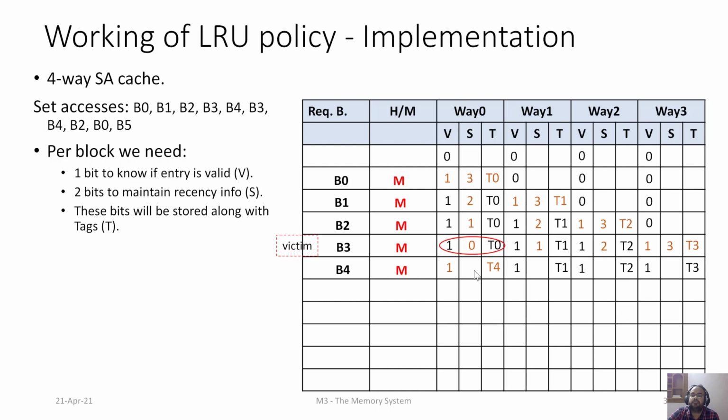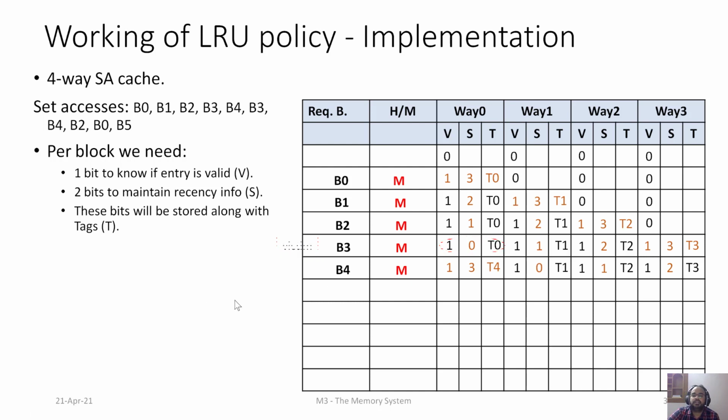And now the recency info would look like this: way 0 will have 3, and whatever is there in way 1, way 2, way 3 will be decremented by 1. So here it will be 0, it will be 1 here, and for way 3 it will be 2.